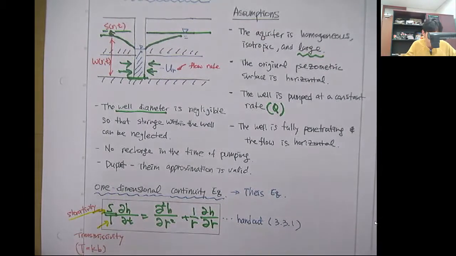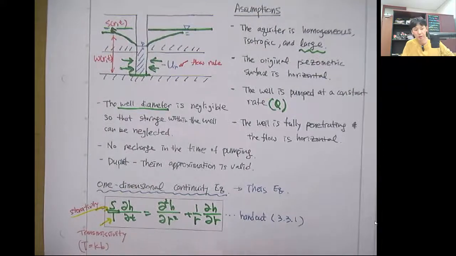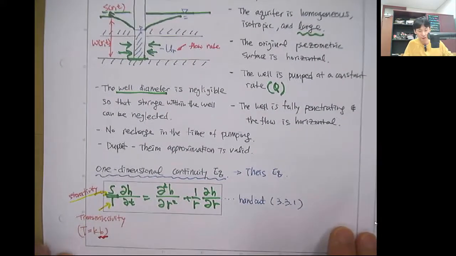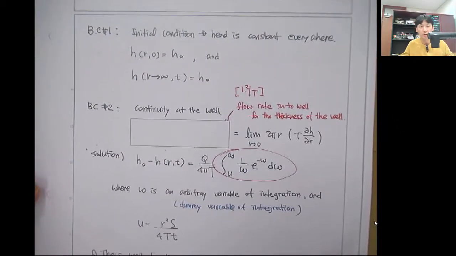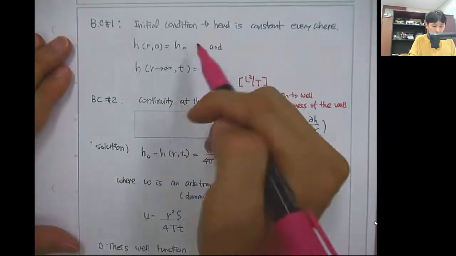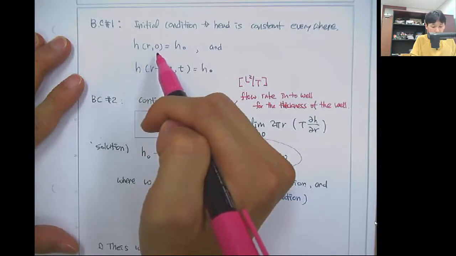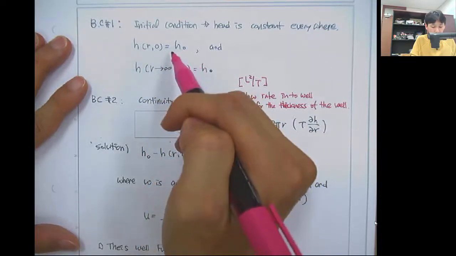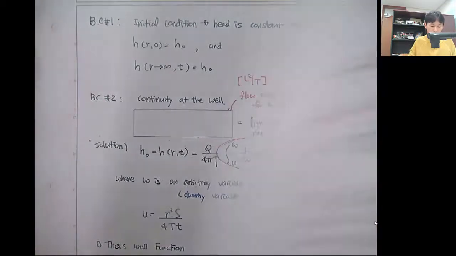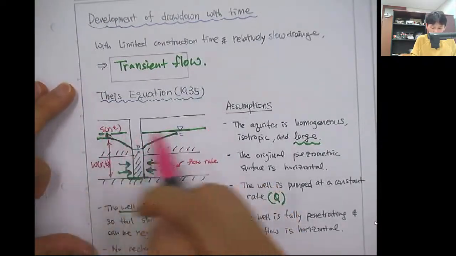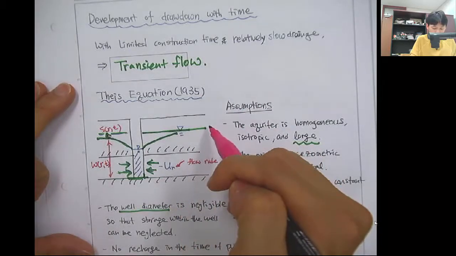I think we've talked about transmissivity in the previous lectures, which is T, and this T can be calculated by multiplying the hydraulic conductivity times the B, the thickness of the aquifer. And there are some boundary conditions that we can get. The initial condition, the head is constant everywhere. So h(r, 0) equals h naught at the time of 0, everywhere, so you have a flat piezometric surface. So this is the h naught.